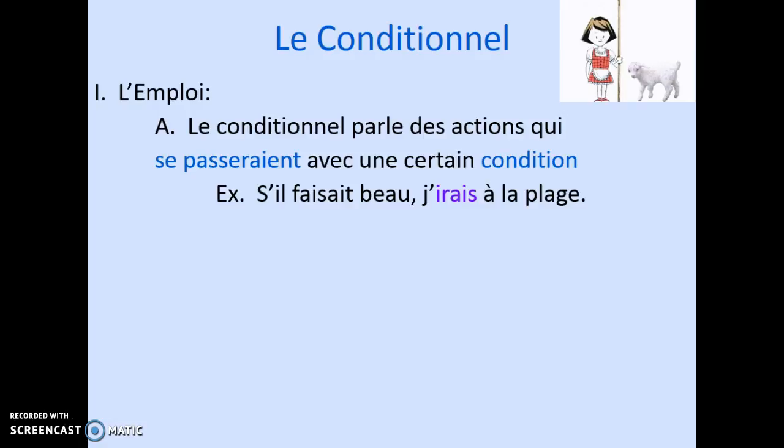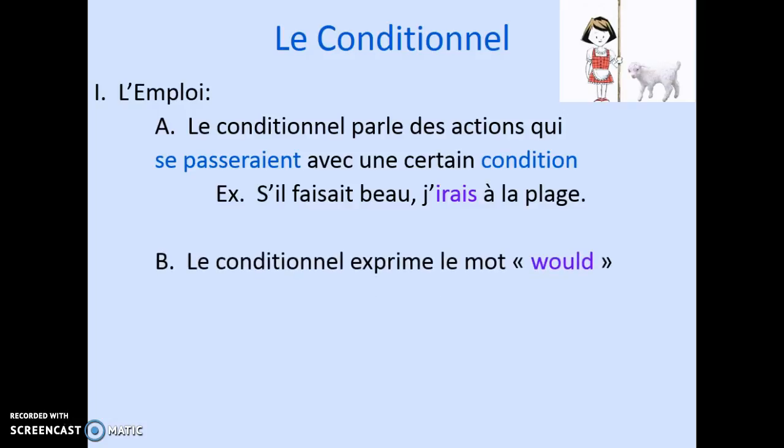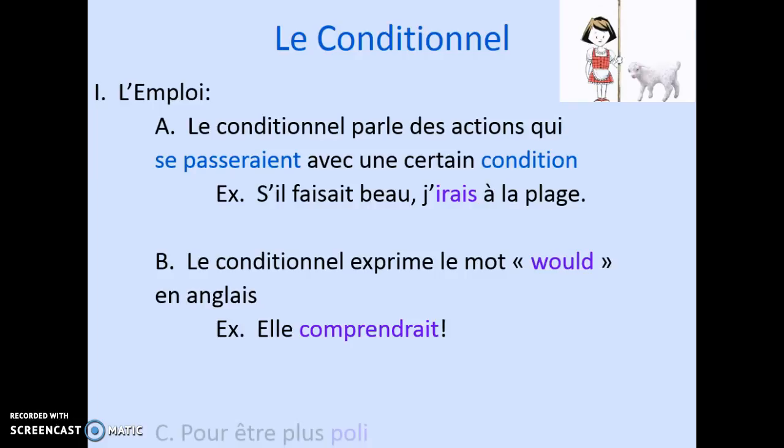So the conditional is to talk about things that would happen with a certain condition. Okay, so the word would in French doesn't exist. So instead of using the word would, we now are going to use the conditional tense. Par exemple, elle comprendrait. She would understand. So simply by adding that new ending onto the infinitive form of the verb, that's how I'm expressing the word would.